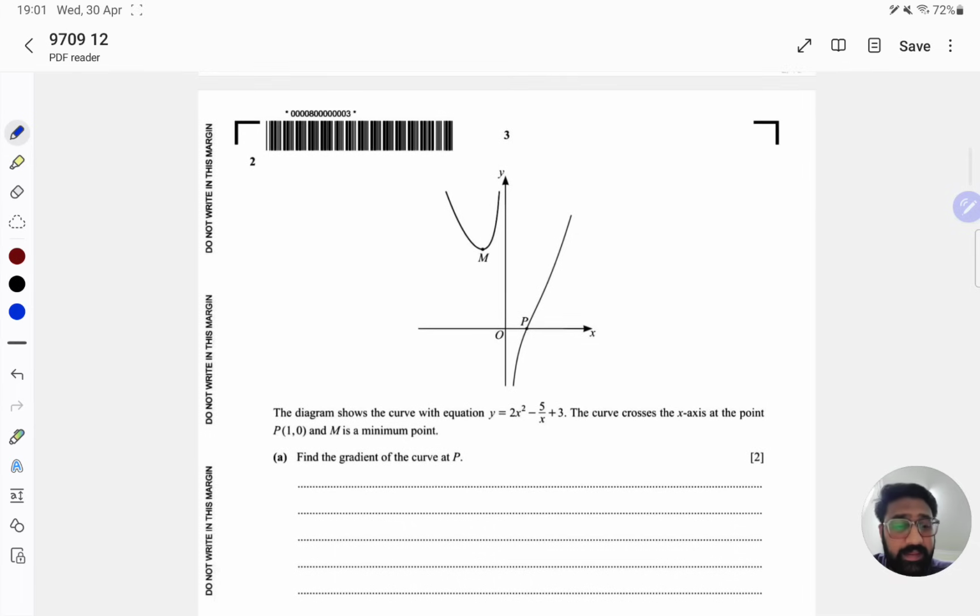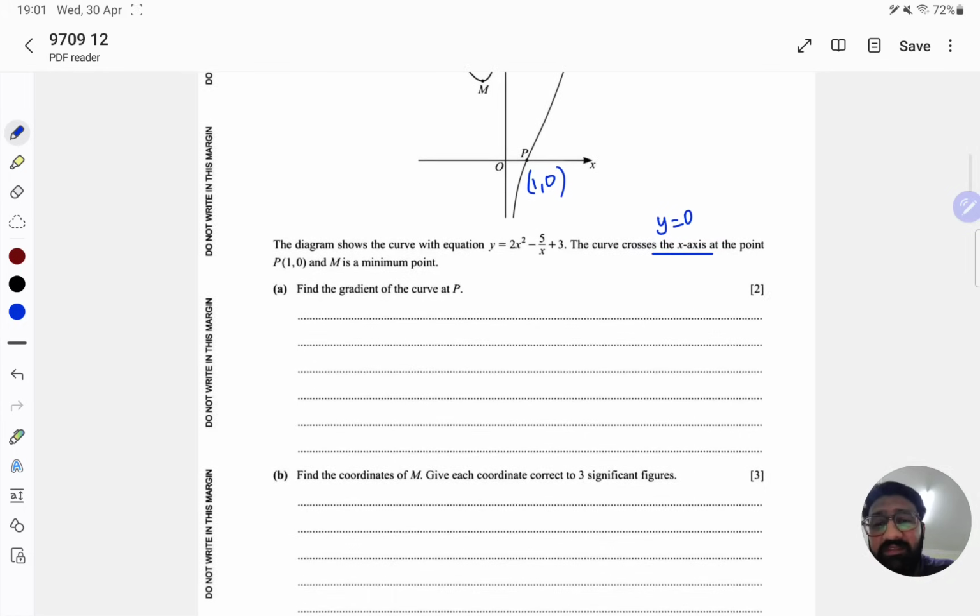The curve crosses the x-axis, which means that the value of y is 0, at the point P, which is 1 comma 0, and M is the minimum point. So he says to find the gradient of the curve at P.